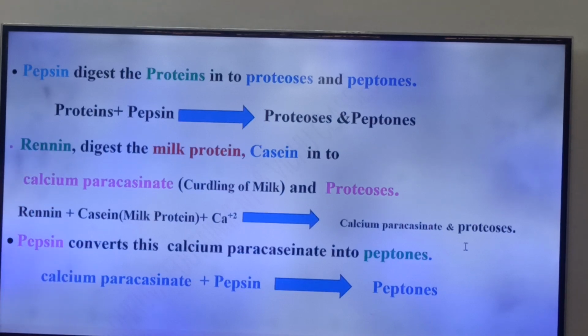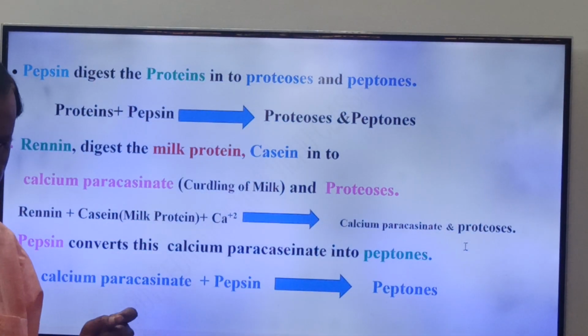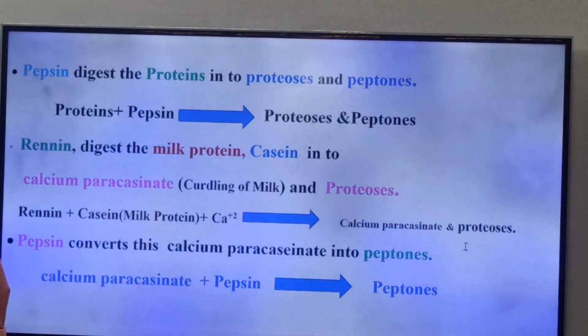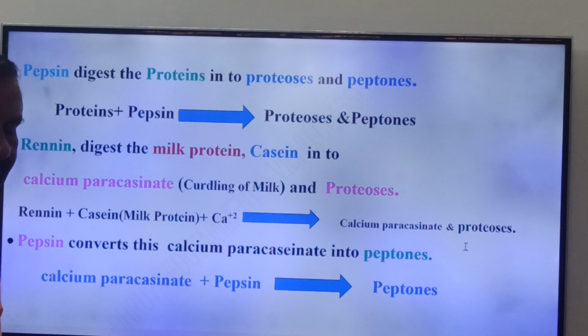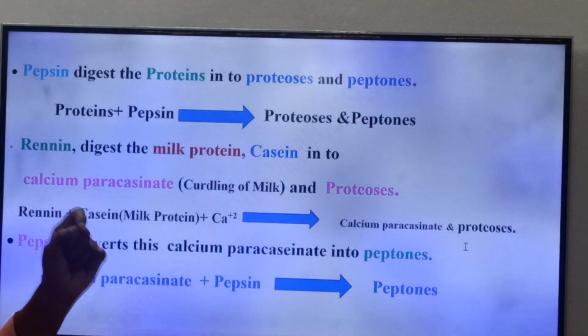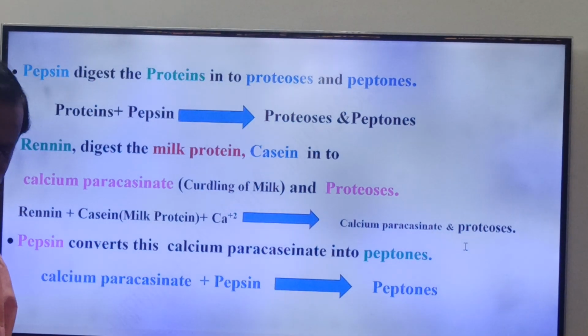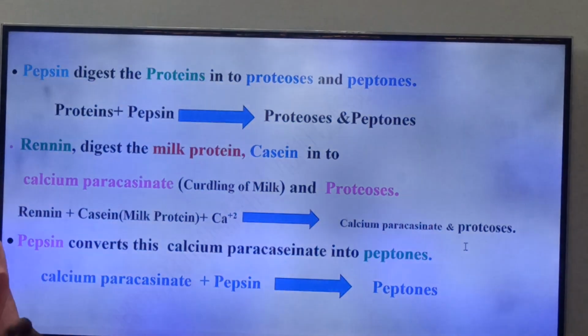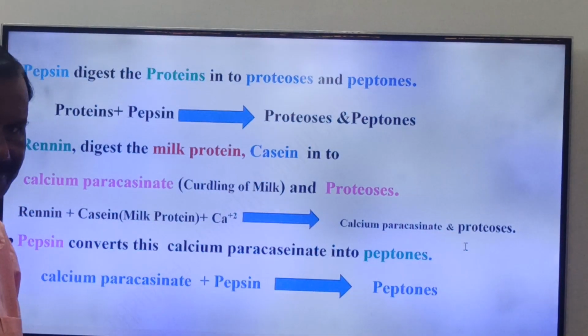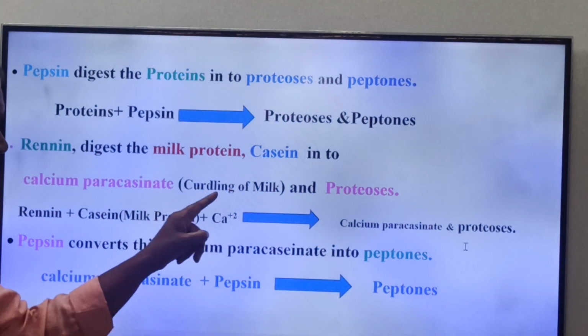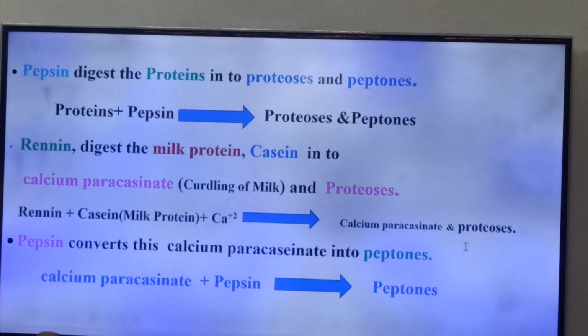Now come to renin. Renin digests the milk protein, that is casein. For the digestion of milk protein, we require an enzyme, that is renin. Renin digests the milk protein casein into calcium paracaseinate and proteoses. Calcium paracaseinate appears as curdling of milk. It is also called curdling of milk.